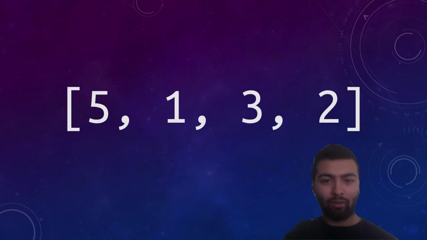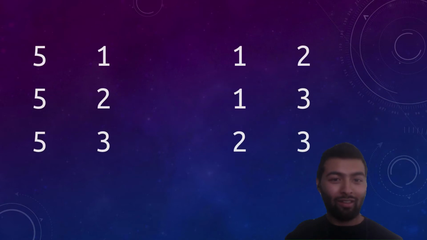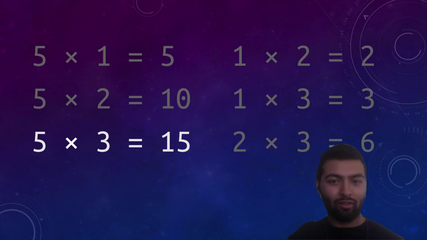Suppose we have a random list. Here it's just 5, 1, 3, 2. If we want to work out the maximum product of this list, well, by definition, it's literally the largest product when we take all the products. So what we could do is take all the pairs of elements, work out their products, and pick the largest of those.